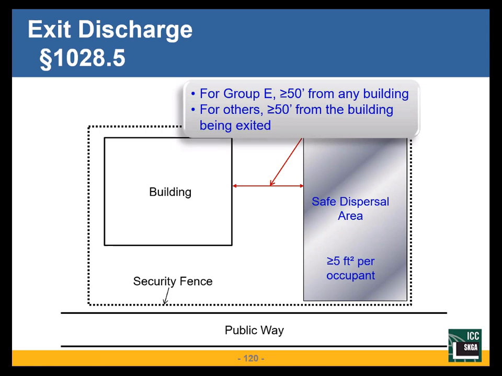50 feet in a group E applies to all buildings. I'm 50 feet away from every building. In all other occupancies, it's just 50 feet away from the building I left. So if I have multiple buildings here, I could have one safe dispersal area here. I've got another building here, and my other area is over here for safe dispersal. Because again, we're planning on one incident at a time. So it's in this building, we go here. It's in this building, we go here. But this is allowed for all occupancies, not just Group E.